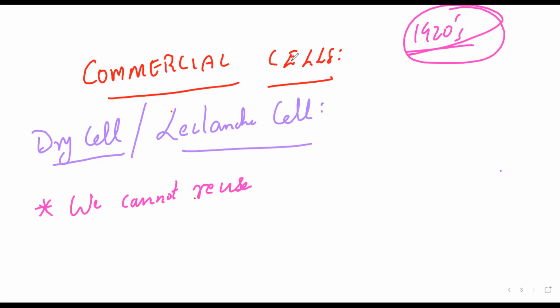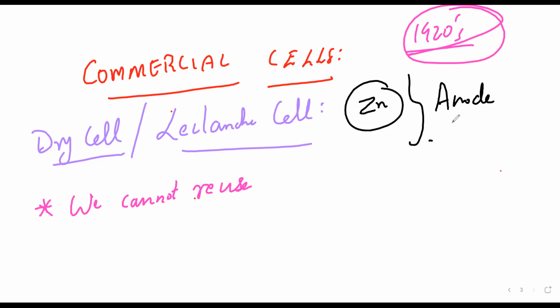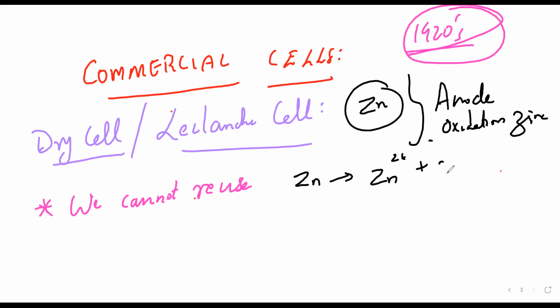Coming to a dry cell or Leclanché cell, here also I'm using mainly zinc. In the dry cell or Leclanché cell, the main thing is zinc, which is the anode. In the sense, oxidation happens at zinc, just like our Daniel cell. So at the anode, zinc will give electrons: Zn → Zn2+ + 2e−.